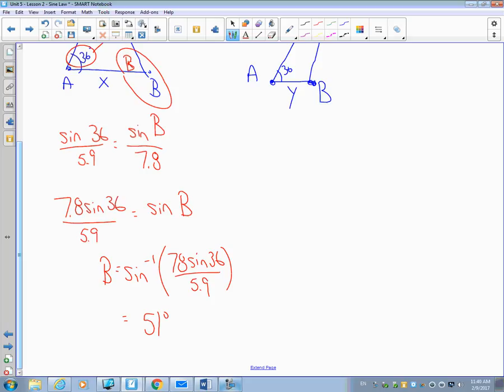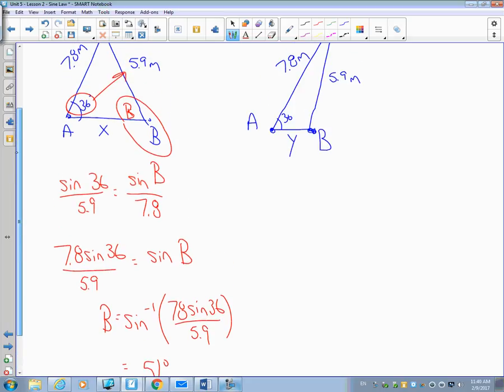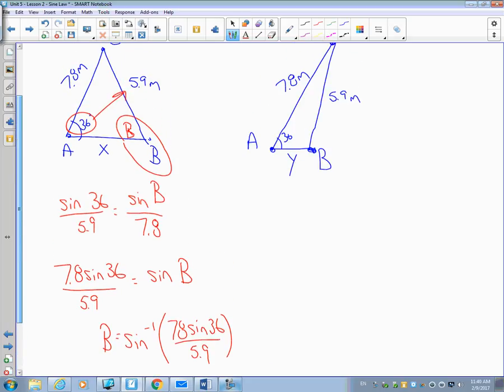Okay, so I know my answer is 51 degrees for the angle. Now why did I have to find that angle? Well, if I know this is 51, I can now figure what the triangle adds up to, 180. So that tells me that the top angle has to be 78 degrees. Now that I have the angle, I can find its corresponding opposite side.